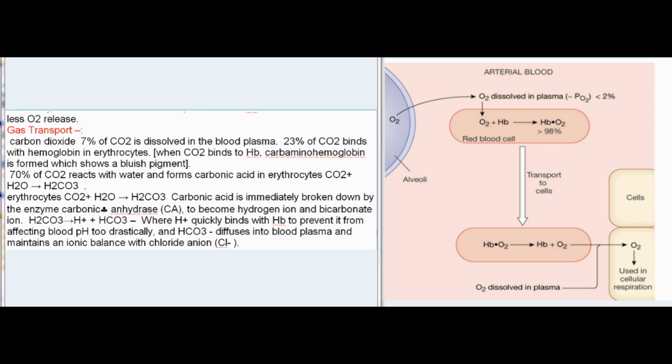Carbonic acid is immediately broken down by the enzyme carbonic anhydrase, CA, to become hydrogen ion and bicarbonate ion. H2CO3 rightward arrow H+ plus HCO3-, where H+ quickly binds with Hb to prevent it from affecting blood pH too drastically, and HCO3- diffuses into blood plasma and maintains an ionic balance with chloride anion, Cl-.